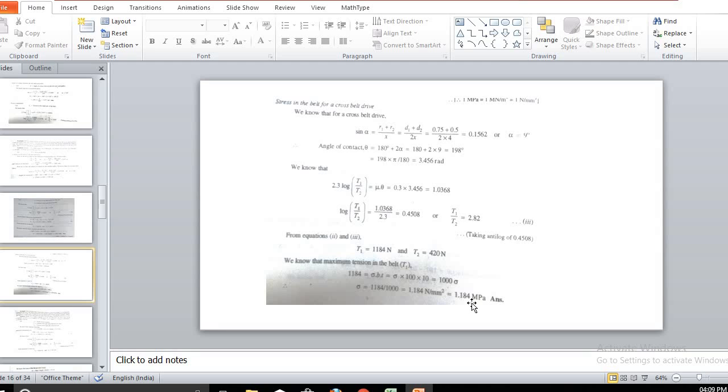This example uses all the formulas that we studied in the belt drive topic.